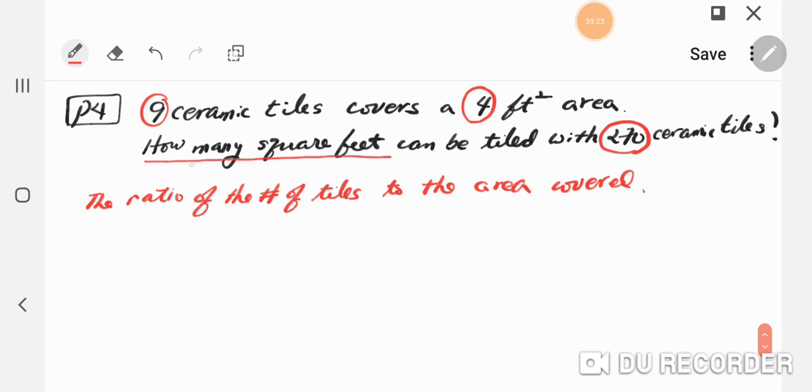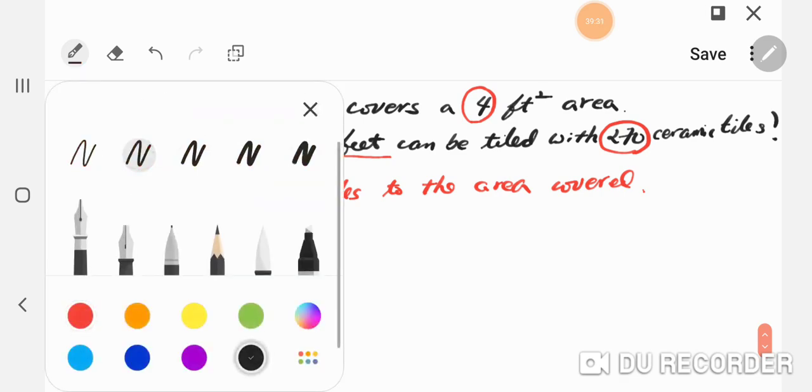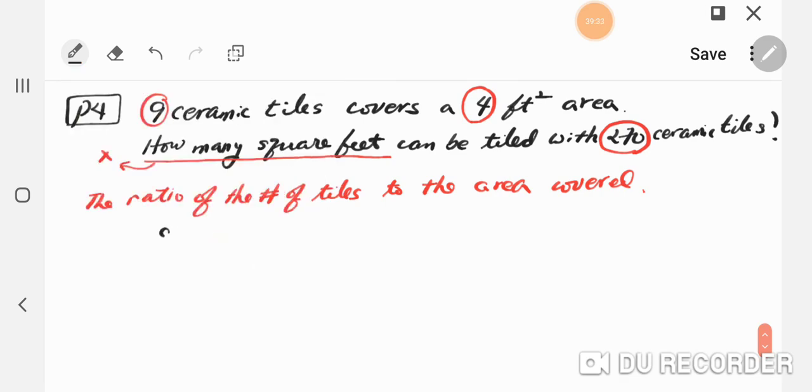So let's make this one X. The number of square feet, the area, is X. So we can write an equation. Using 9 ceramic tiles, you can cover 4 square feet. So the numerator is the number of tiles, and the denominator is the number of square feet, the area. Then using the second piece of information, 270 ceramic tiles, 270 goes to the numerator, and the bottom is the number of square feet that will be covered.